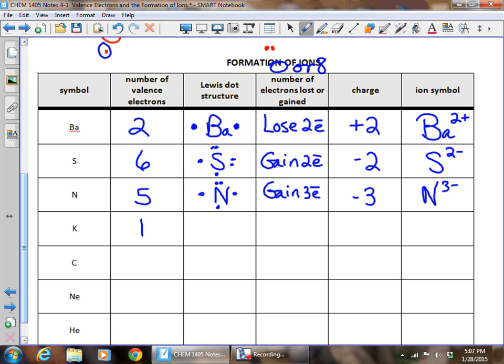Potassium has 1 valence electron, so it will look like this. It could either gain 7 or lose the one it's got. It's going to lose that 1 electron. Once it loses a pesky negative electron, it's going to be positively charged. So notice that we don't put 1s in symbols or formulas, so it's just going to be K+.